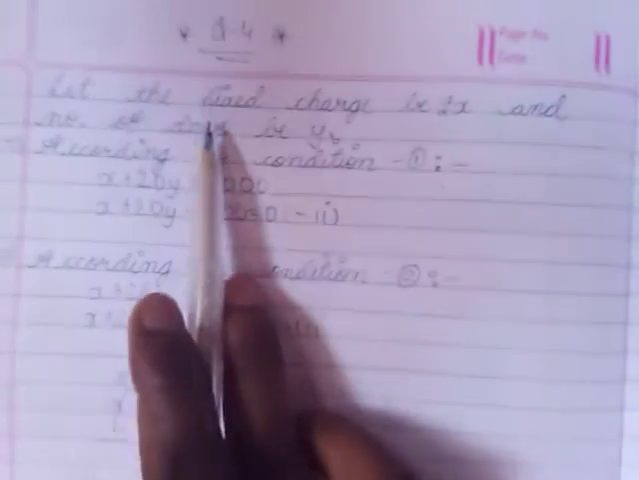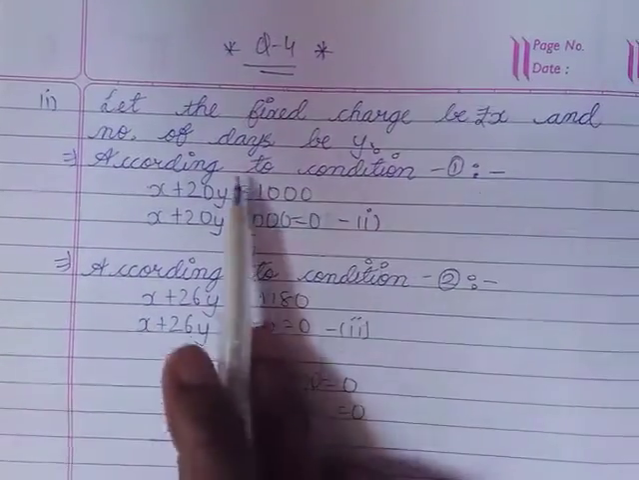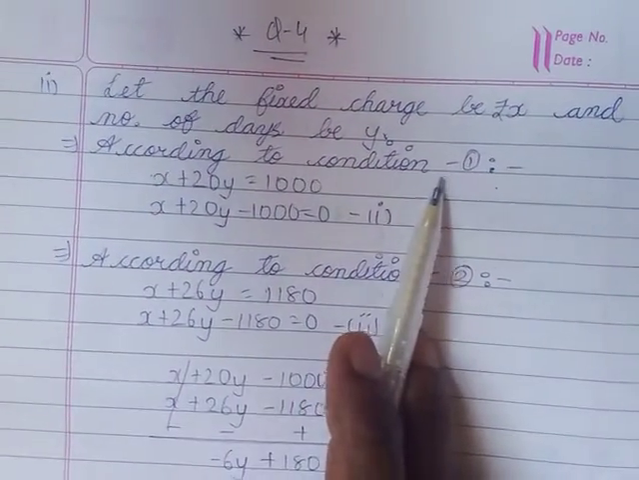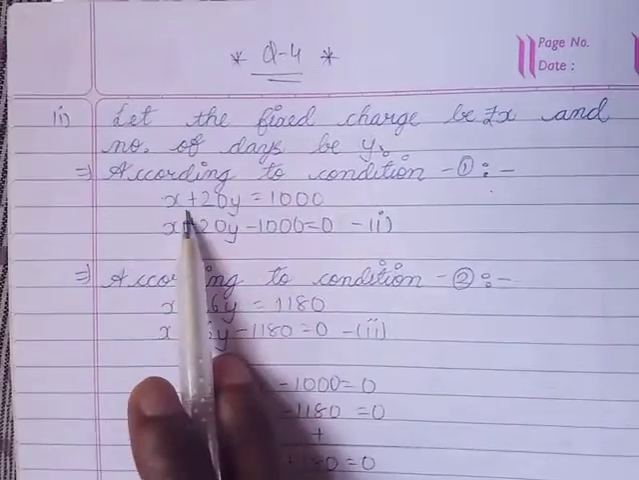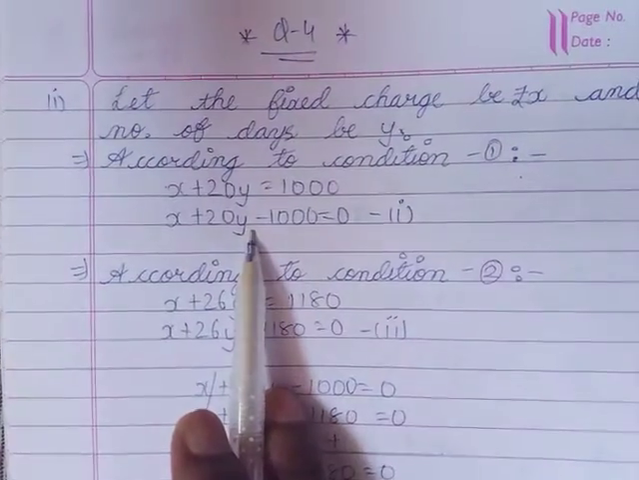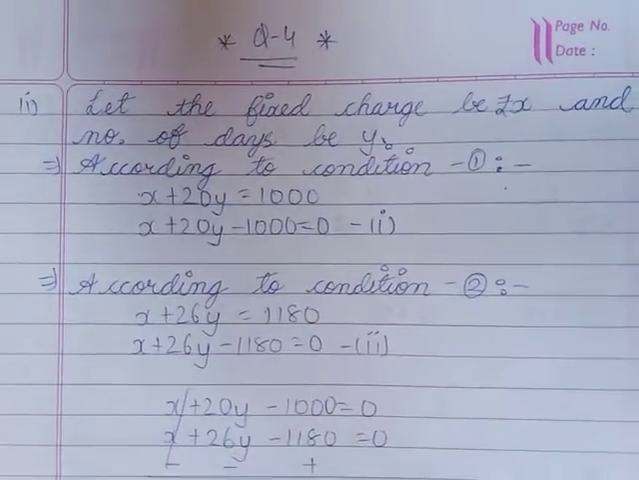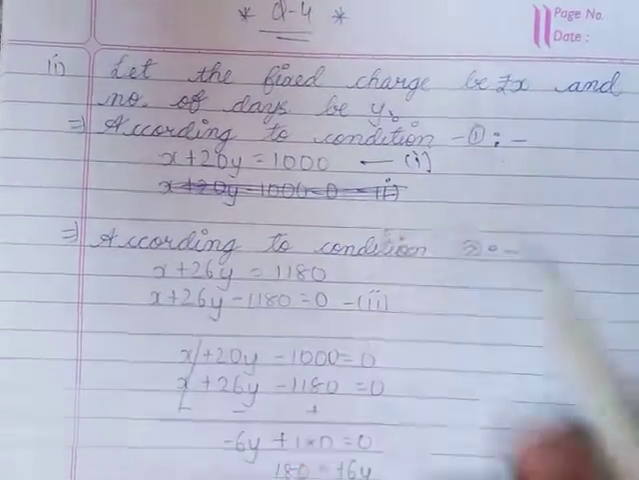So let the fixed charges be x and the number of days be y. According to the first condition of the problem, she took meals for 20 days. So x plus 20y is equal to 1000. So x plus 20y minus 1000 is equal to 0. Let this one remain first.